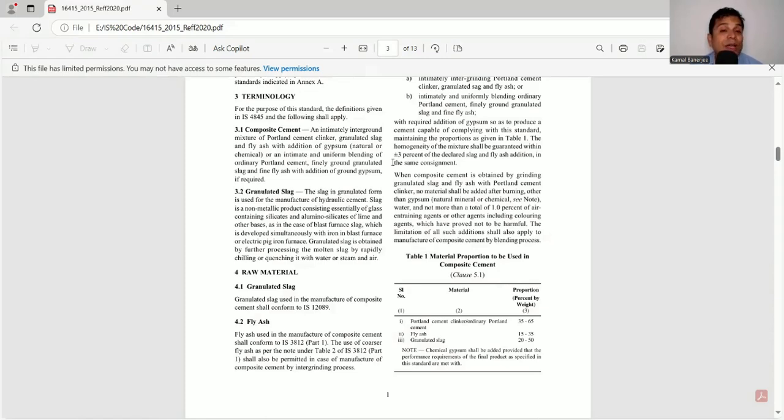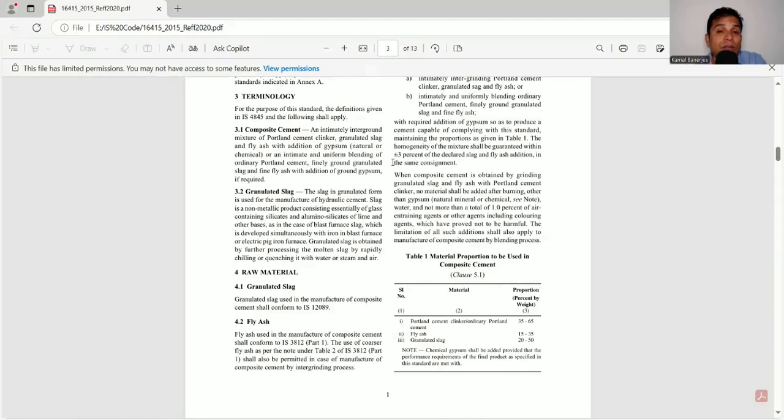So that is why it's called composite cement, because it is not only made from the Portland clinker, but it also contains similar items, that is the slags, fly ash, gypsum, etc. So it becomes the composite one.